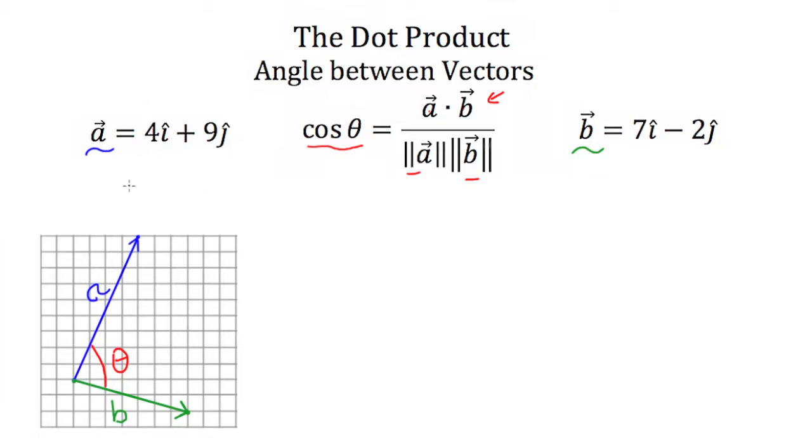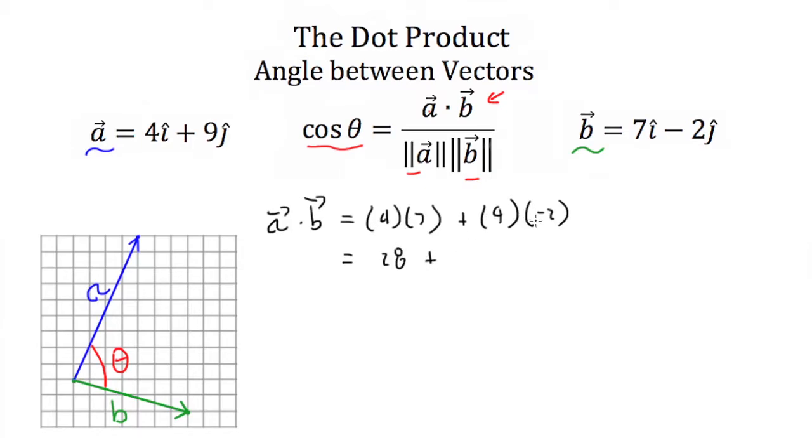So first let's find the dot product of these two vectors. If I want to find the dot product of A and B, that's equal to their x values multiplied together, so 4 times 7, and we add that to their y values multiplied together, so 9 and negative 2. 4 times 7 is 28. 9 times negative 2 is negative 18. So our dot product is equal to 10.